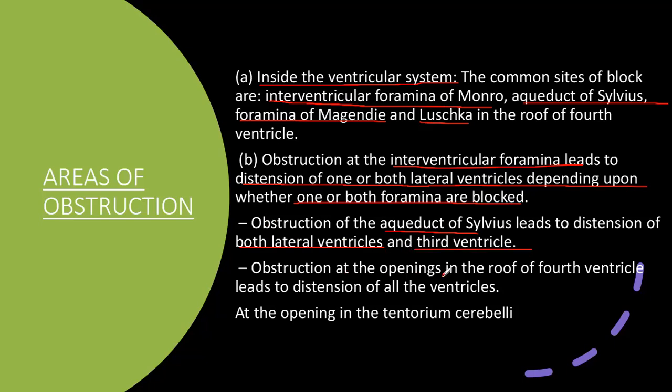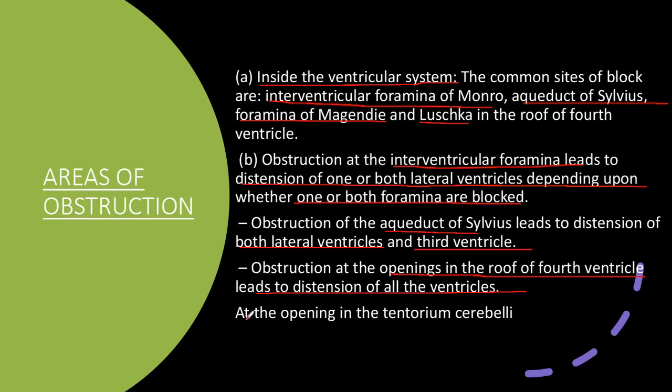Now, what about if you have obstruction at the openings of the roof of the fourth ventricle, that is the foramen of Magendie and the foramina of Luschka? There'll be distension of all the ventricles, the two lateral ventricles, the third and the fourth ventricle.